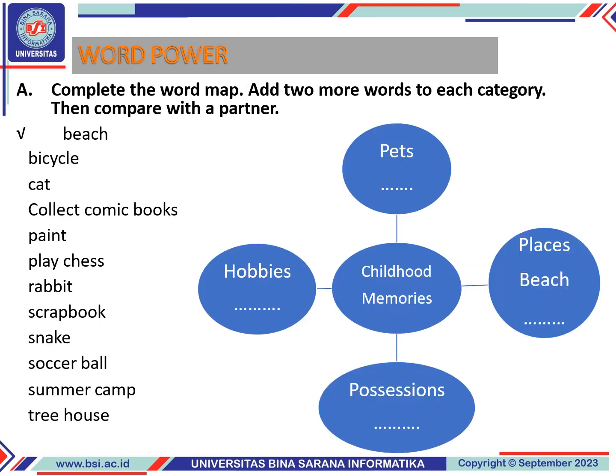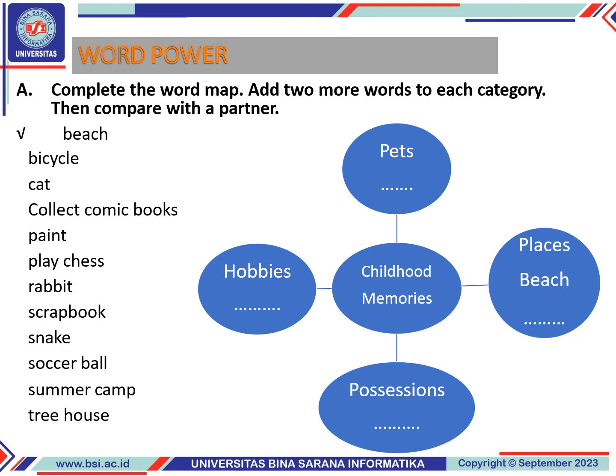Next task, you have to complete the word map, add two or more words to each category. Then compare with the partner. In here, talking about childhood memories, about pets, hobbies, places, possessions. About pets, we can add cat, rabbit. What about places? There is beach and there is tree house or summer camp.